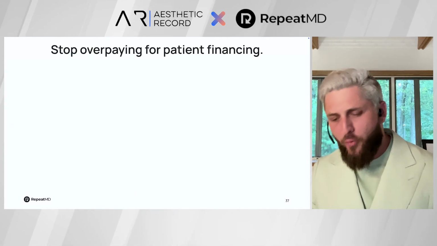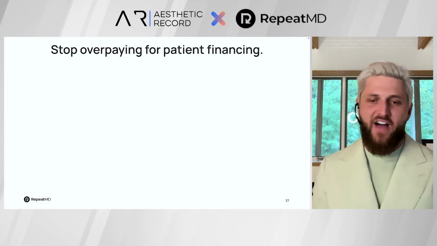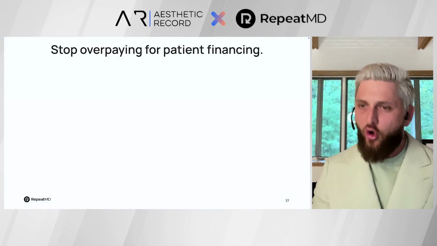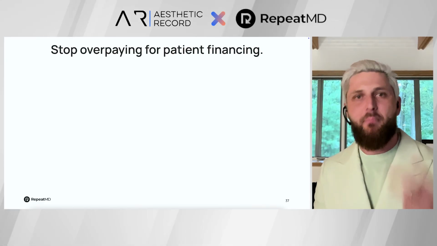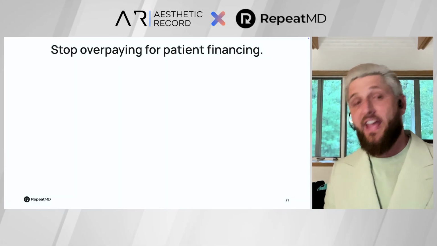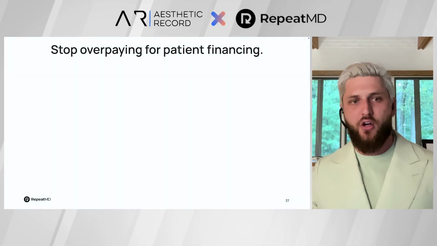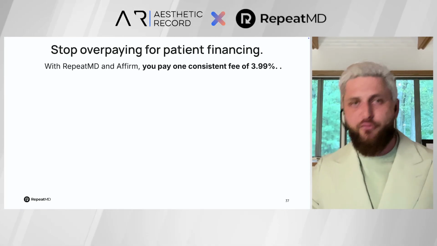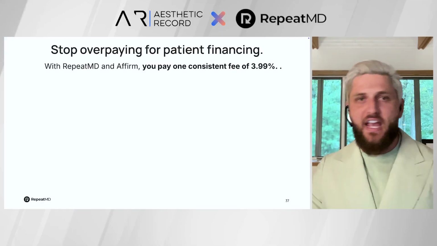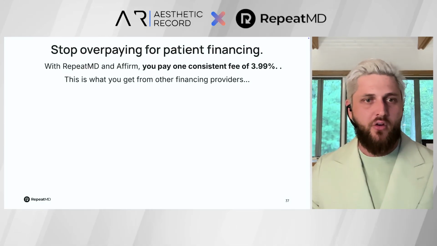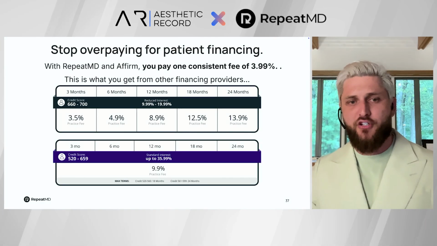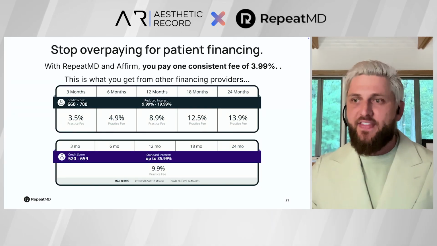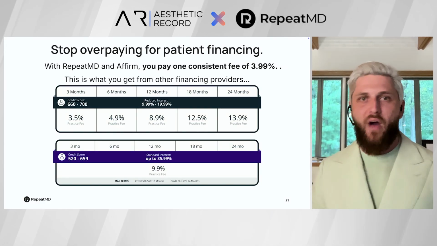So we opened with this, but look, financing is financing. The money is the money. No matter how you get the money, all that matters is A, you get the money, B, the approval rates are in your favor, and then C, the rate that you pay. Okay. And so we don't believe the way the industry has done this is fair. So with RepeatMD, Affirm, the Aesthetic Record, all together, 3.99% is what you pay. Okay. And here's what you get. Here's what's being pitched to you every single day, which looks fine, but at the end of the day, it's your money. Why not get it cheaper?